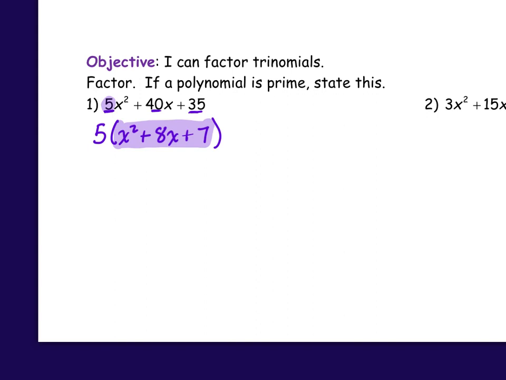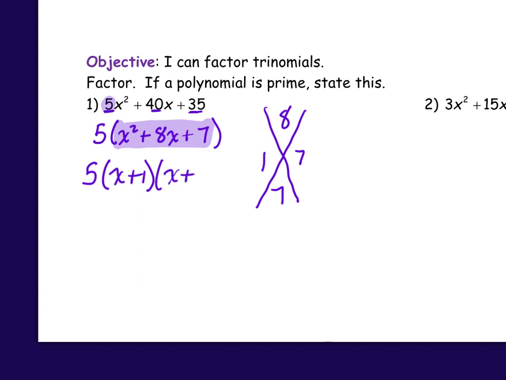Again, A is 1, so I can say what multiplies to be 7 and adds to be 8. Okay, what multiplies to be 7? There's only two numbers that multiply to be 7. Yeah, 1 and 7. Good. So 5 times x plus 1 times x plus 7.